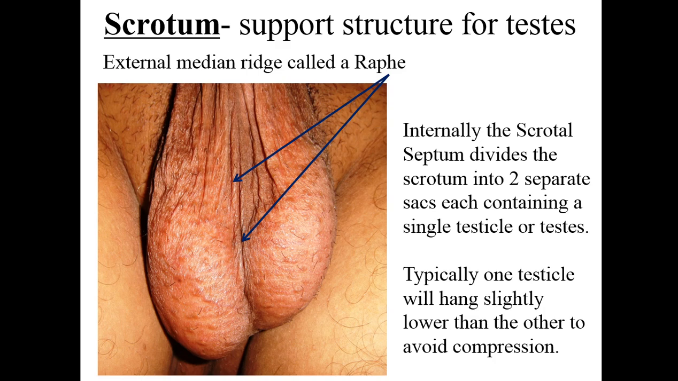All right, the scrotum. This is the support structure for the testes. We have an external median ridge called a raphe. Internally, our scrotum is going to divide into two separate sacs, each containing a single testicle. One testicle will hang slightly lower than the other one does, and that is just to avoid compression, because it's not pleasant to compress a testicle.